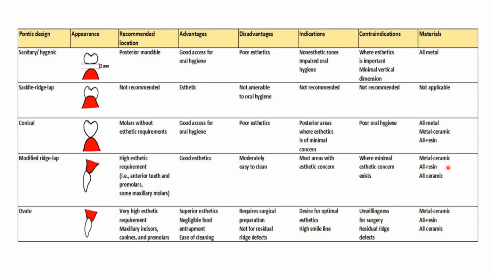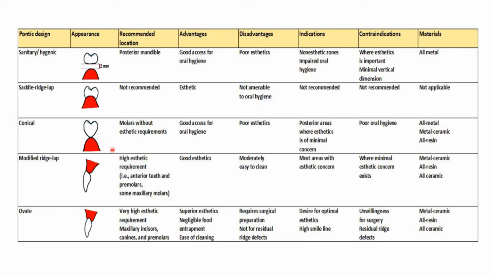And the material, now it is used in the aesthetic area, so the material should also fulfill those aesthetic requirements, that is metal ceramic, all resins and all ceramic. And when you are viewing it from the gingival aspect, it should resemble the letter T. So this modified ridge lap should resemble the letter T.